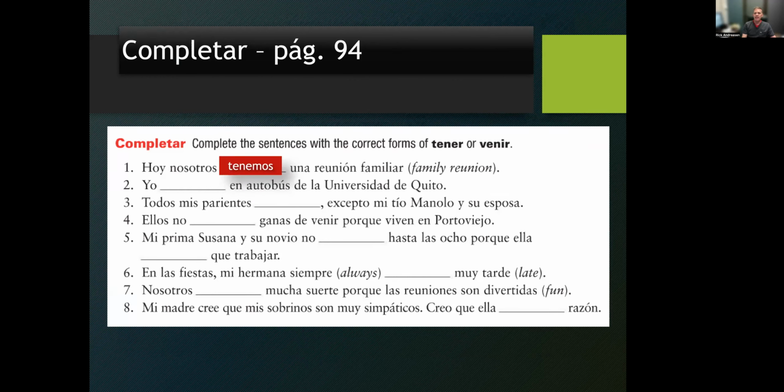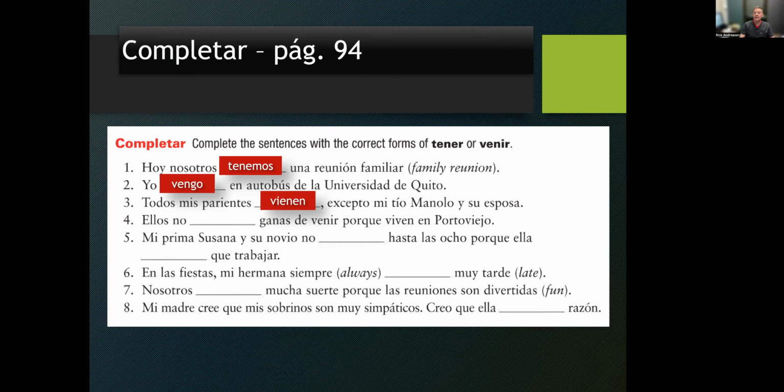Número 1, clase, repitan. Hoy nosotros tenemos una reunión familiar. Número 2, yo vengo en autobús de la Universidad de Quito. Número 3, todos mis parientes, remember that means relatives, todos mis parientes vienen, excepto mi tío Manolo y su esposa.